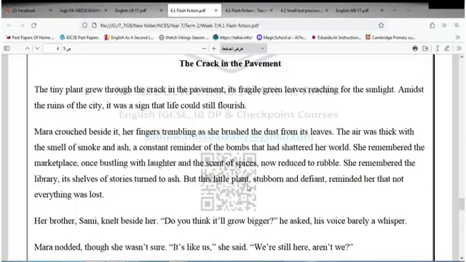But this little plant, stubborn and defiant, reminded her that not everything was lost.